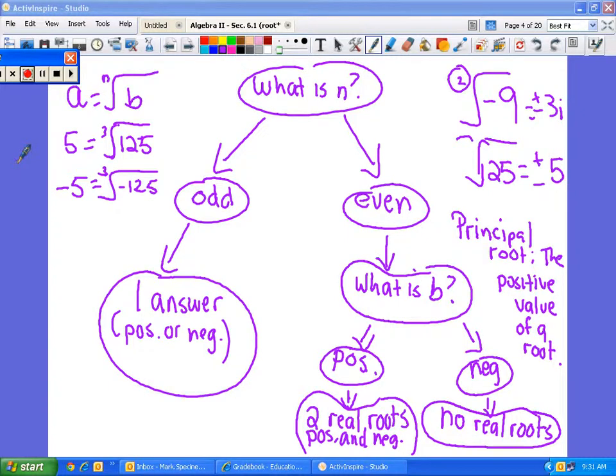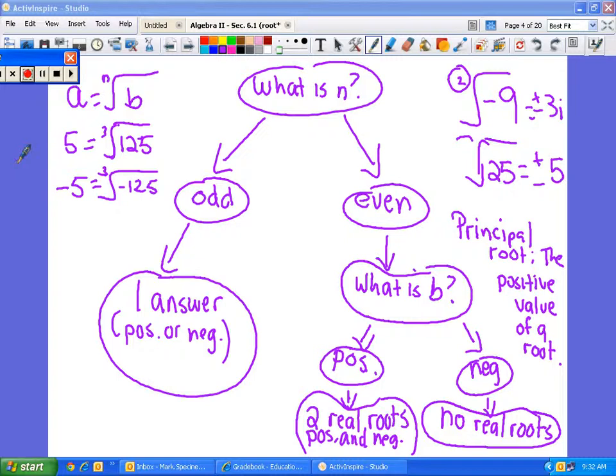3i means that it's an imaginary root. It's a root, but it's an imaginary root. So for our purposes, no real roots. And then, of course, if the value under the radical sign is positive, that means we're actually going to have two answers. One negative, one positive. So the square root of 25 is plus or minus 5. Two roots, plus 5 and minus 5. And remember, that positive value, we refer to that as the principal root.